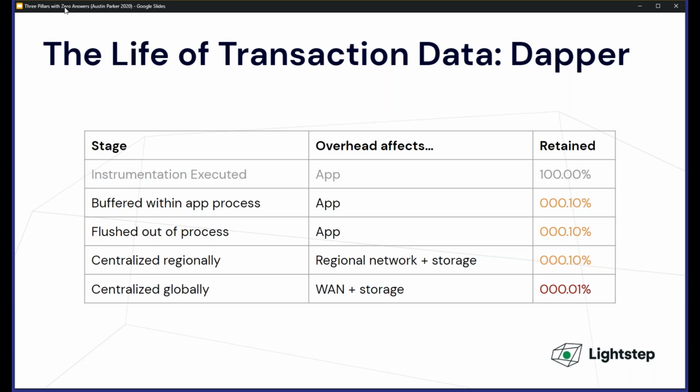Google solved this in a certain way, right? So Dapper was a tracing system they implemented at Google. Our CEO at Lightstep worked on Dapper. And in a lot of ways, Dapper was a response to the cost of logging more than anything else. So they solved this problem with sampling.